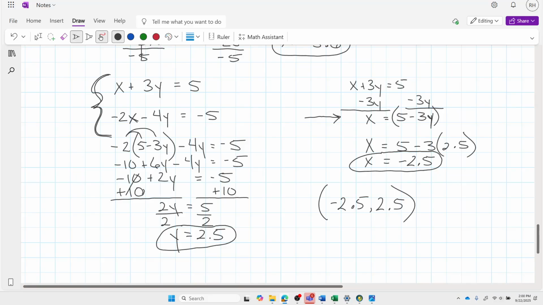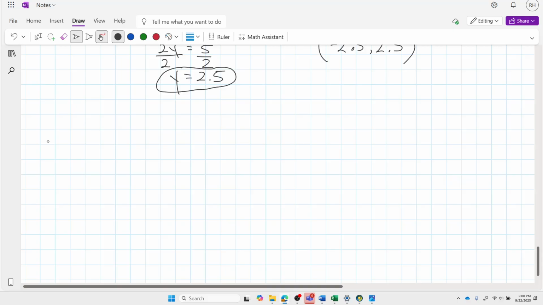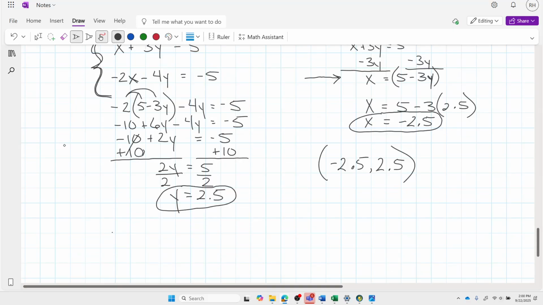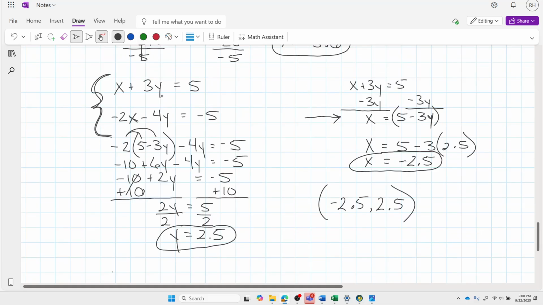All right, just keep in mind that, well, I'm just going to say it, all right? Listen up. When your equations are in something other than x and y, r and t, p and q, c and d, your solution, your ordered pair, is always going to be alphabetical.